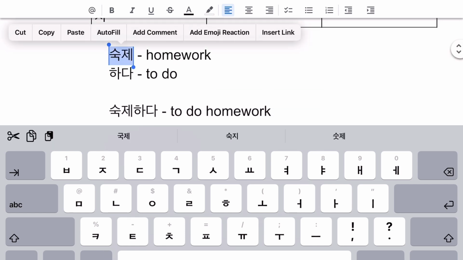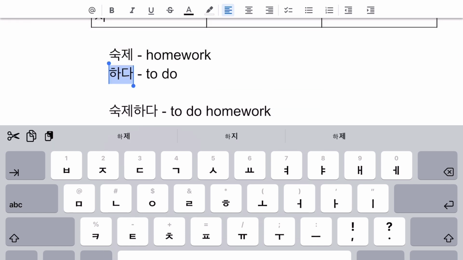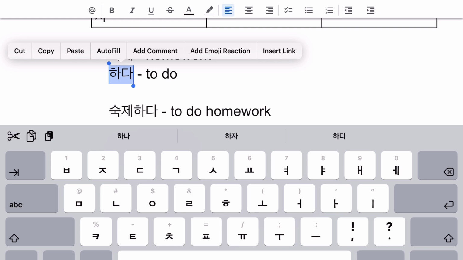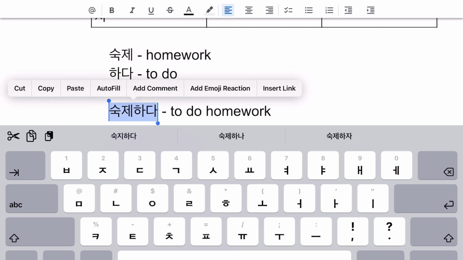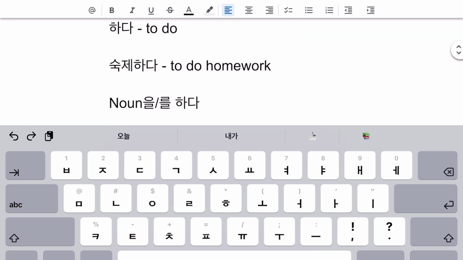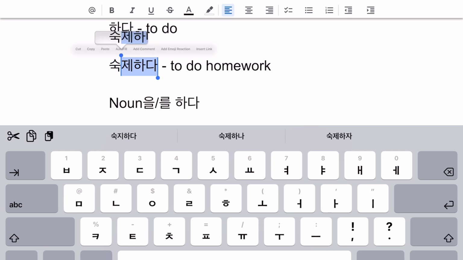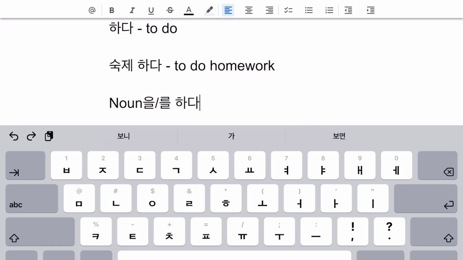So for example, the word homework, 숙제. 숙제, homework, is just a thing, right? And then hada means to do. So when we put them together, 숙제 hada, it means to do homework. A lot of times what happens with those types of hada verbs, they get split in half. You can think of it, they kind of get separated like that. And then when you do that, the noun becomes our object. So usually we put the ul or 를 on that.